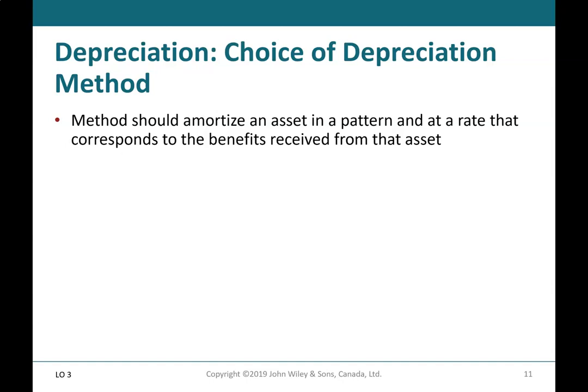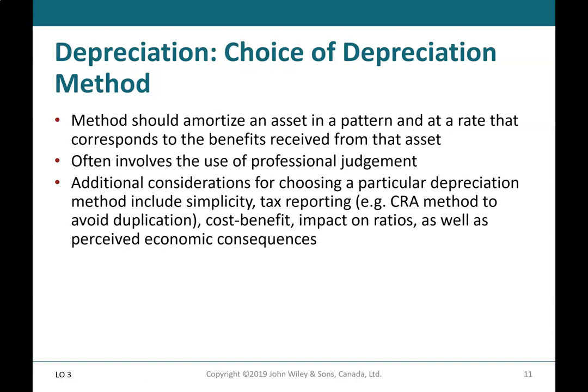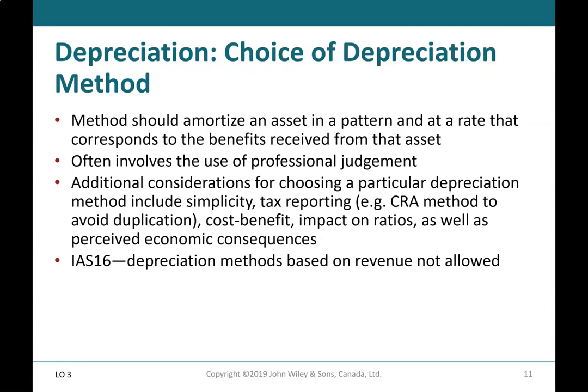Depreciation, choice of depreciation method. Method should amortize an asset in a pattern and at a rate that corresponds to the benefits received from the asset. Often involves the use of professional judgment. Additional considerations for choosing a particular depreciation method include simplicity, tax reporting, for example, CRA method to avoid duplication, cost benefit, impact on ratios, as well as perceived economic consequences.